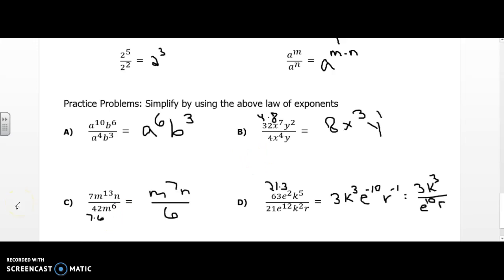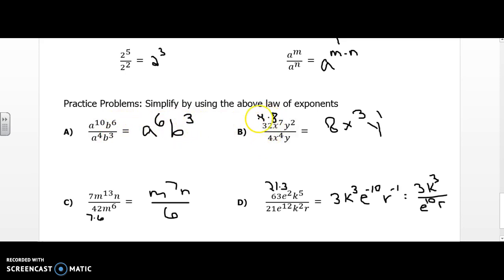All right, hopefully you paused and gave these a try. Again, you want to be trying to use that new exponent law we just talked about. Whenever you see division, you are really subtracting the exponents. So over here, I see a to the 10th over a to the 4th. 10 minus 4 gives me 6, so it's a to the 6th. B to the 6th over b to the 3rd is b to the 3rd, because 6 minus 3 is 3.